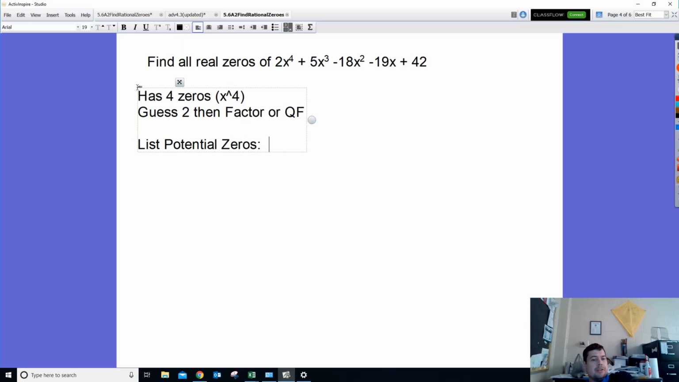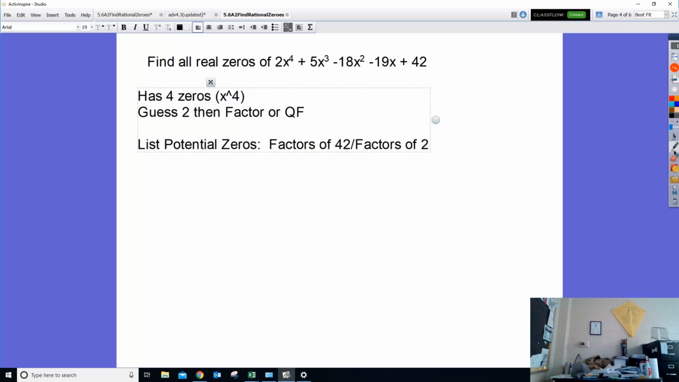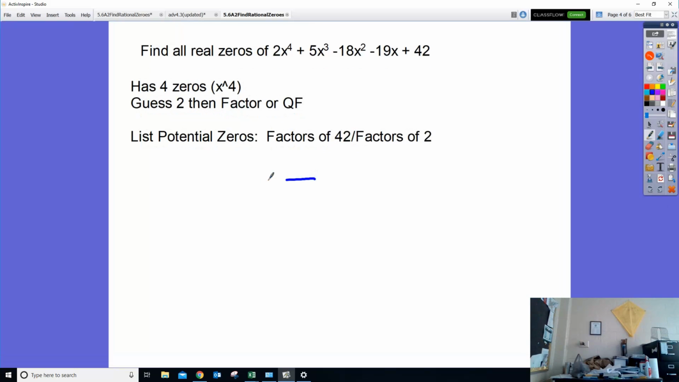What we're going to do is factors of c over factors of a. So factors of, what's c? 42, divided by factors of 2. I write these things out in order. That's me. To get to 42, you need a 1 or a 2.